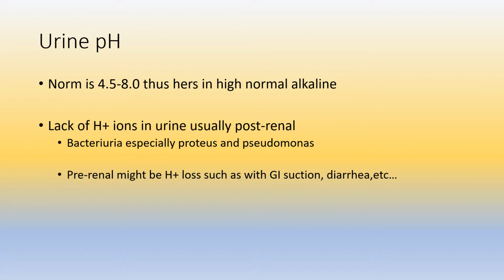Urine pH, hers is 8. This is the normal range. Therefore, hers is a high normal alkaline. Why is she alkaline? Well, she might be losing some hydrogen ions due to diarrhea or something like that. It's also something that happens when you have certain types of bacterial infections, such as Proteus and Pseudomonas. So it does make it a bit more likely that if she has an infection, it's something like Proteus or Pseudomonas.